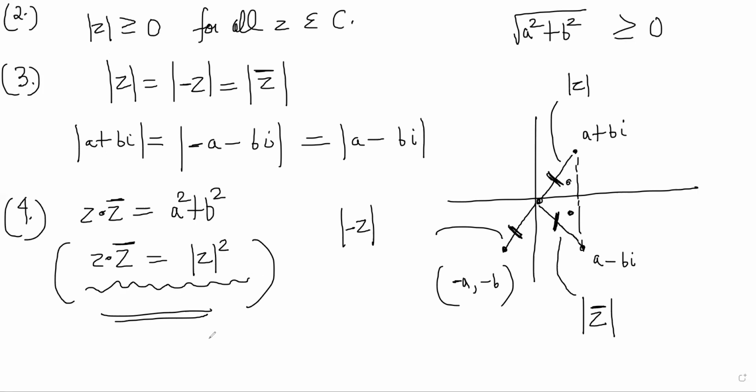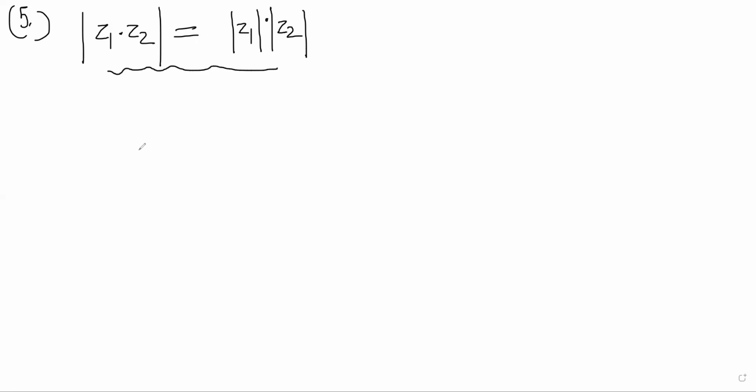Okay. Then the next thing is mod of a product. If you take a product of two complex numbers, mod is equal to mod z1 multiplied by mod z2. You can confirm this yourself. It's easy to prove. Just take two different numbers, multiply, take mod.